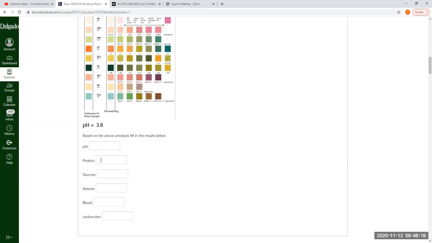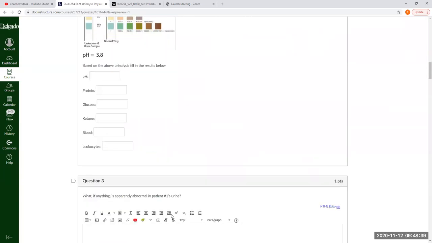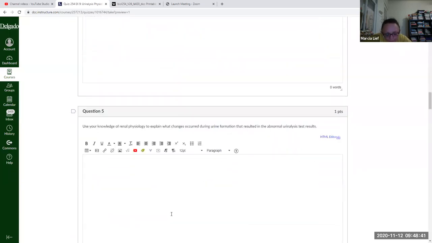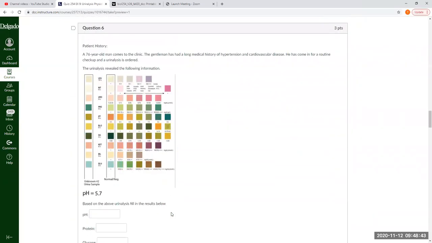And you could write high or low, but nonetheless, it's always high because you're not supposed to have any large protein. You can have trace amounts of protein, but not large ones. You can't have any glucose, no ketones, no blood, and no leukocytes, all right? So you just write abnormal. So does everybody kind of understand me now? Yes. And you see, there's a couple of questions. You can go and research that and see if you can answer them.